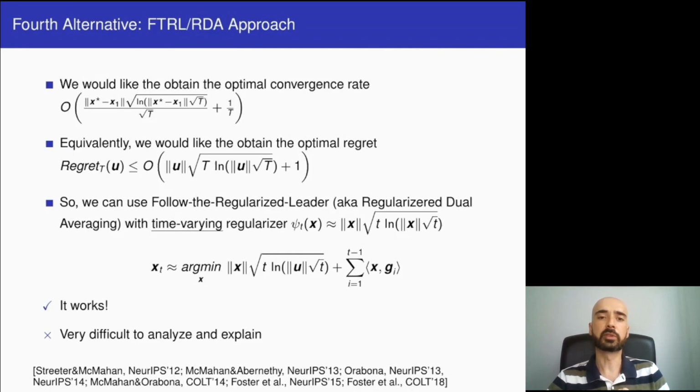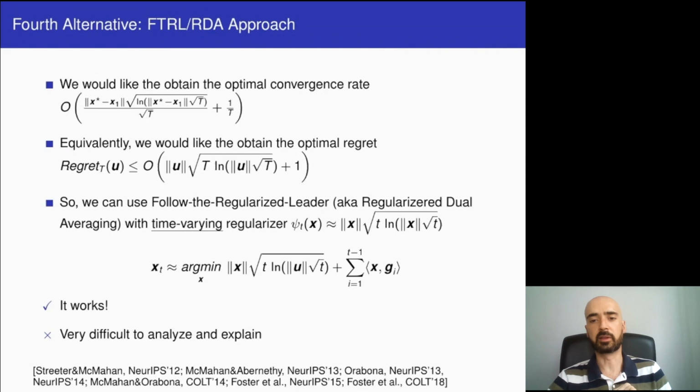So the idea is that you start from the convergence rate that you would like to obtain, and then you look at the corresponding regret guarantee. In the sense that if you have this regret guarantee with respect to any u, then if you do the online to stochastic conversion, you go back exactly to this convergence guarantee.